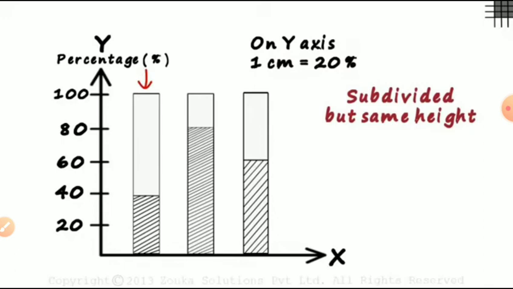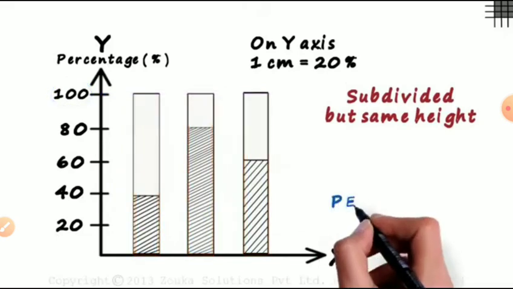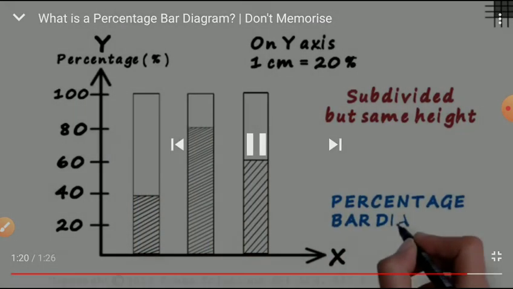In the first bar, the shaded category comprises of 40% of the total bar size, and the unshaded region comprises of the remaining 60%. In the second bar, the shaded category comprises of 80% of the total units, and in the third bar, the shaded category consists of 60% of the total units. Remember, all bars of equal height which represent 100%. This is called a percentage bar diagram.